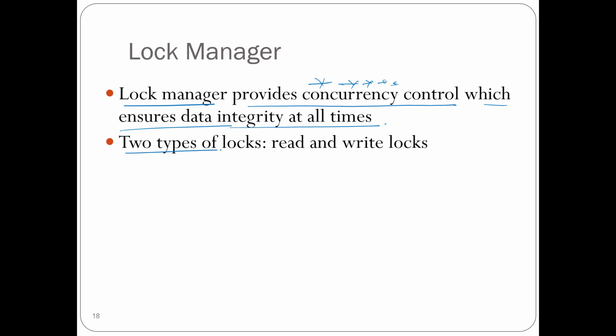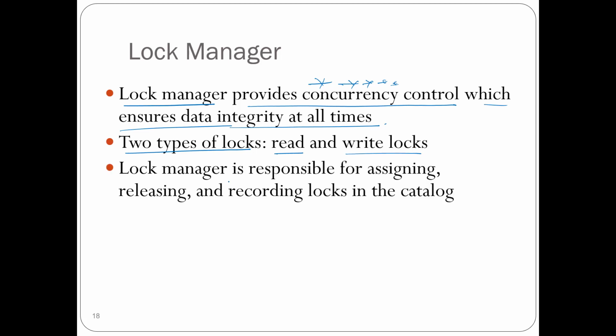Now there are two types of locks, the read lock and the write lock. The locks are applied on shared resources or shared data. If the user is requesting a read on the shared data, then we should provide the read lock. Otherwise, if the request is for writing or updating the data, then you need the write lock. Now this lock manager is responsible for assigning, releasing, and recording the locks in the catalog.